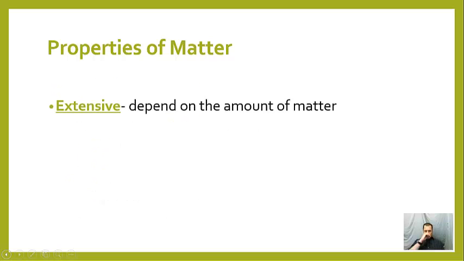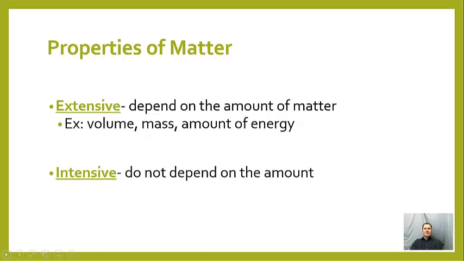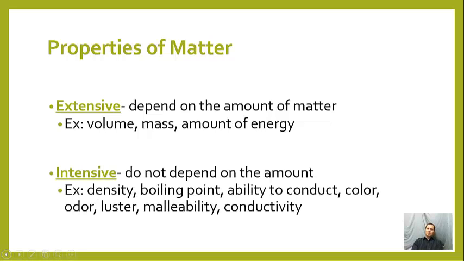Okay, when we talk about properties of matter, we talk about what we call extensive properties. And these are properties that depend on the amount of matter that we have. Things such as the volume, the mass, the amount of energy. So it is going to be dependent on how much of it there is. Now, if it doesn't depend on how much of the matter, we call these intensive properties. So these are things like your density, your boiling point, ability to conduct heat and electricity, color. Okay, all these different things are what we call intensive properties. And both extensive and intensive apply to the physical properties of matter.